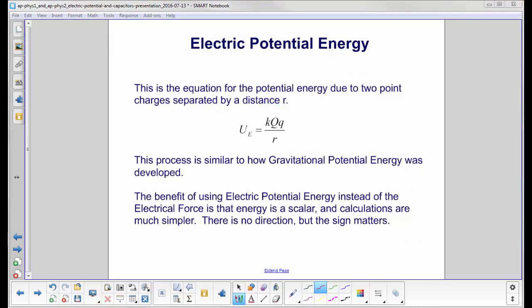The equation for the potential energy due to two point charges here is potential energy U equals k big Q little q divided by r. U is commonly used for potential energy. So for example, gravitational potential energy could also be written as U sub G. The benefit of using potential energy instead of force in fields is that energy is a scalar. Calculations will be much simpler. There is no direction, but the sign does matter. We can have positive potential energy or negative potential energy. That is not implying a direction. It's just telling you where on the number line of values you are.